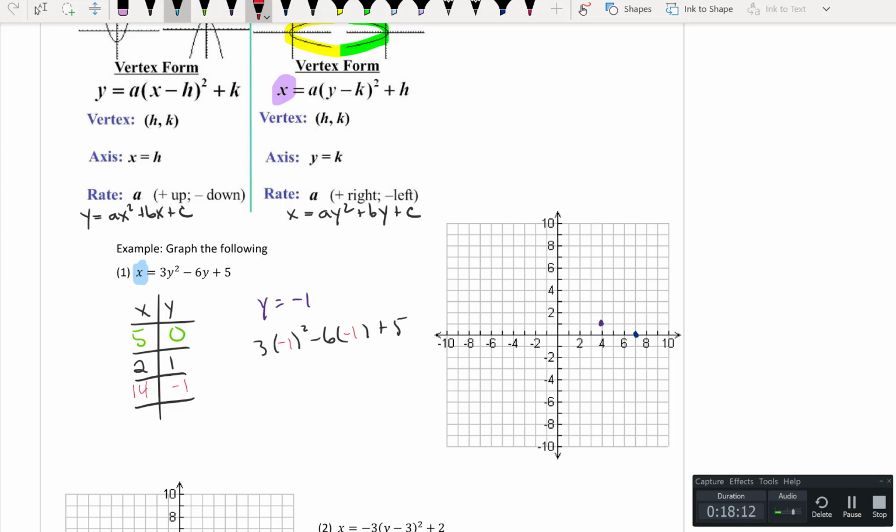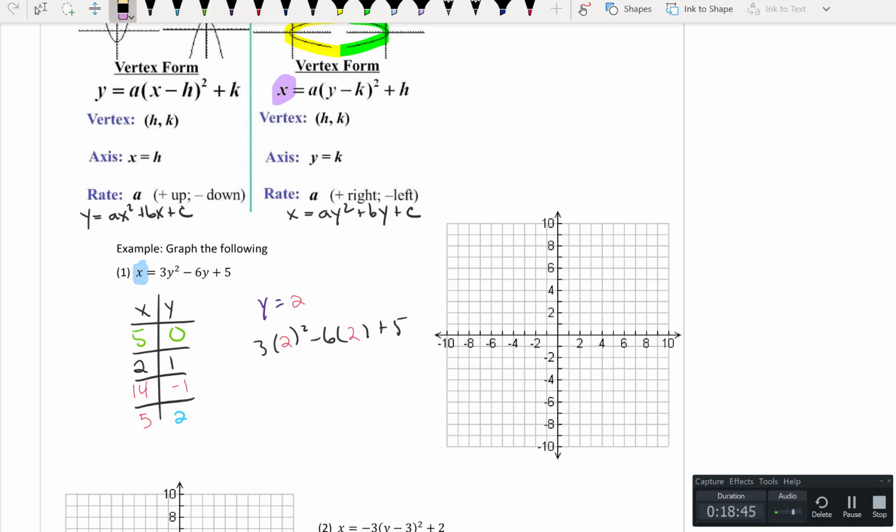So now let's see what happens when I plug in a positive 2. So if I were to plug in a positive 2, well then I would get 3 times 2 squared minus 6 times 2 plus 5, which is a 5. So now I feel a little bit better about the answers that I got. So I have a 5, 0.